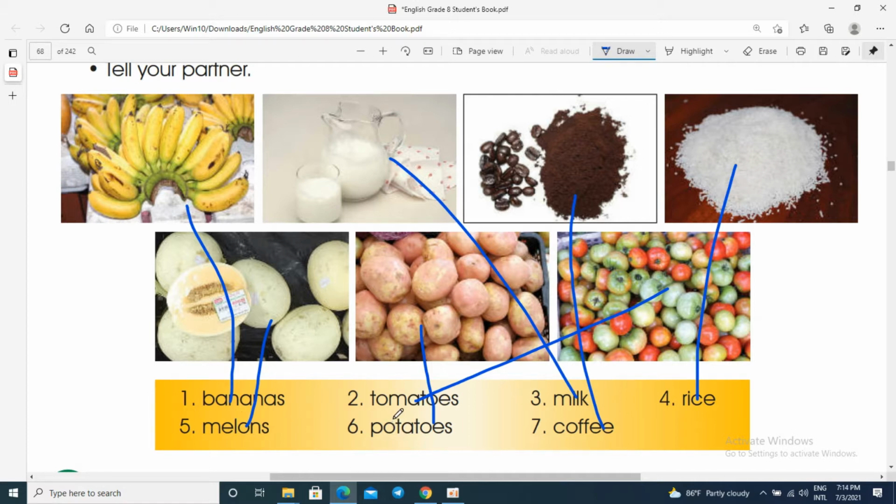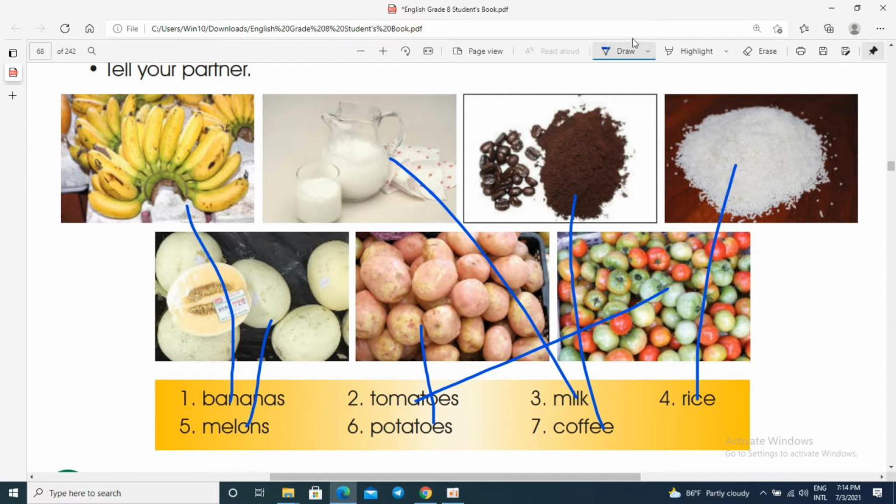Potatoes. Potato is cooked in the curry. Yeah, it is very delicious. What about coffee? Here.